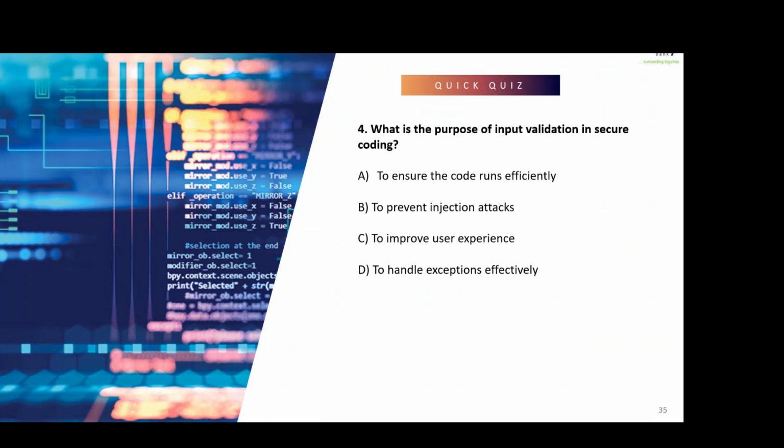What is the purpose of input validation in secure coding? A, to ensure the code runs efficiently. B, to prevent injection attacks. C, to improve user experience. D, to handle exceptions effectively. Number 4, what is the purpose of input validation in secure coding? To ensure the code runs efficiently, to prevent injection attacks, to improve user experience, to handle exceptions effectively.